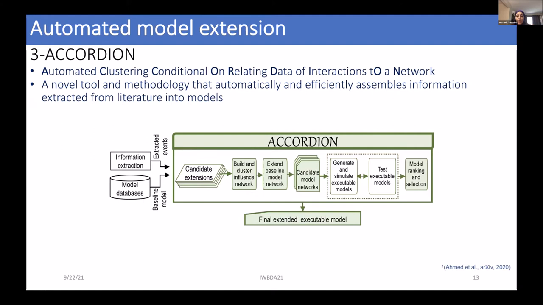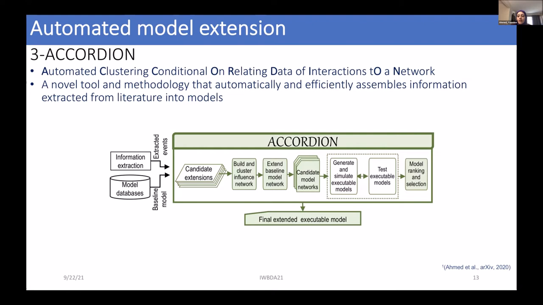So we have n clusters and n candidate models that need to be tested against a predefined set of system properties. These candidate models will be tested using stochastic simulation and statistical model checking in order to rank the models and choose the best model that recapitulates the system behavior.